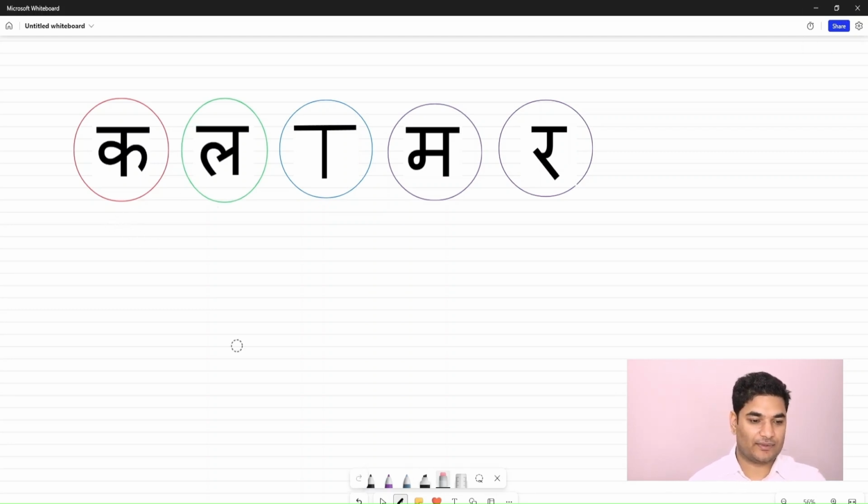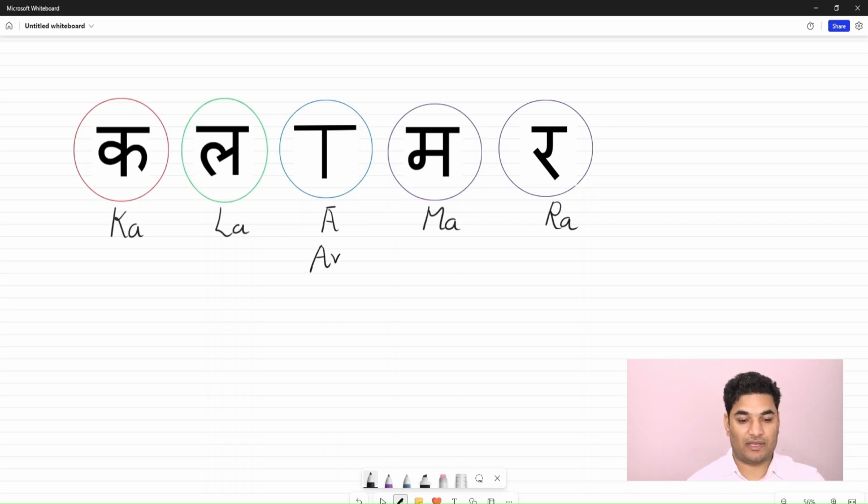So the first consonant that we did is letter K, equivalent to K of English. Second one is L, equivalent to L of English. Third one is M, equivalent to M. And the fourth one is R, equivalent to R of English. The fifth one is a vowel, as I told, it's in its matra form. The pronunciation for this one is A, the same that we have in arm. A sound in A. Right?